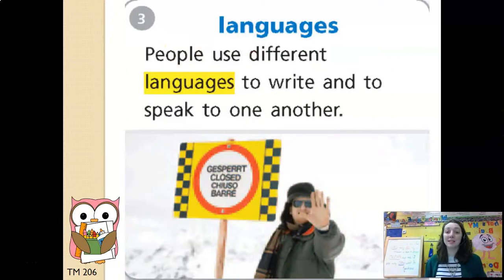All right, languages. People use different languages to write and speak to one another. So for languages, we're just going to go like this. Languages. Because that's something you speak. It's also something you write. But for our motion, we're going to say speak, or do speaking. So we have culture, traditions shared by a people, communities, the people around you, and languages.